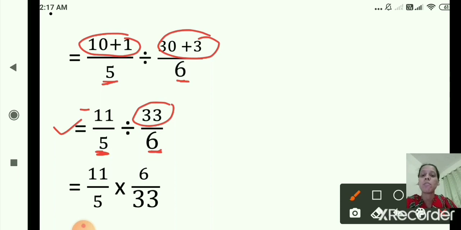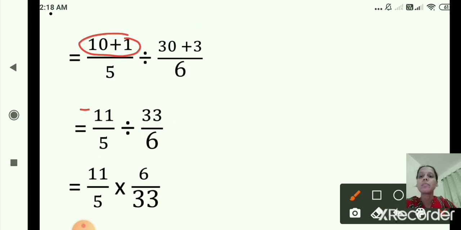Yes, what is the step? What are the steps for division? How are you doing division of rational numbers? Yes, what is the first step? First we'll write down the first rational number or the first fraction as it is, that is 11 upon 5. See here, this is the first rational number, 11 upon 5, that we have written as it is.